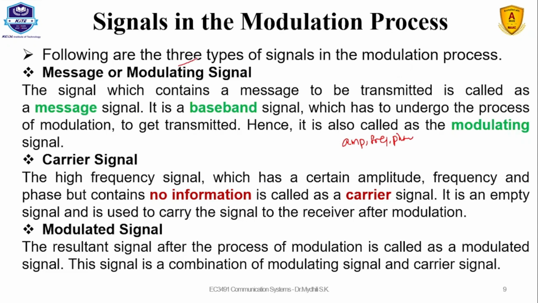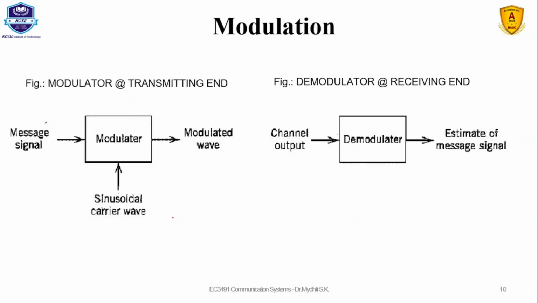So as I have mentioned, the three types of signals involved in the modulation process are the message signal or modulating signal, the carrier signal, and the modulated signal which is obtained at the output. So modulation is very important. This is happening at the transmitter section and this is happening at the receiver section.